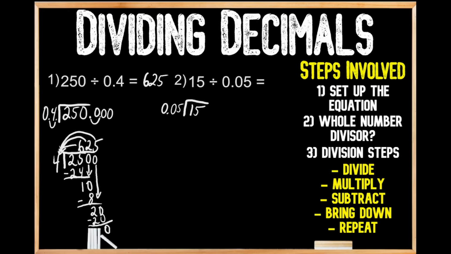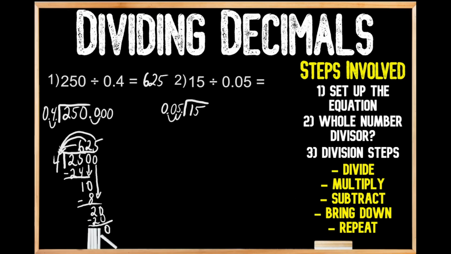And now what we need to do is move on to step number 2, where we see that question of whole number divisor. Except in this case, we're going to have to move our decimal place 2 places to the right instead of just 1. So we're going to multiply by 10, and then once again by 10 as well. So now that we have a whole number.